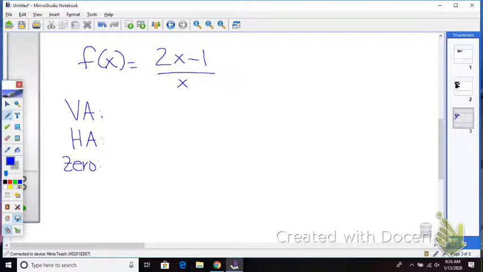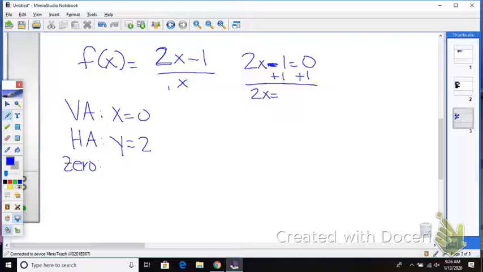So, my vertical asymptote is easy. What's my vertical asymptote? X equals 0. There's no work to be done. We set our denominator equal to 0. My horizontal asymptote would be y equals what? 2. How'd you get that? Because your exponents are the same, so you use the numbers out in front. I have a 2 over 1. When the exponents are the same, you use the numbers out front. And then the 0, I take this top part and set it equal to 0. 2x minus 1 equals 0. Add 1. So 2x equals 1. So x equals 1/2.